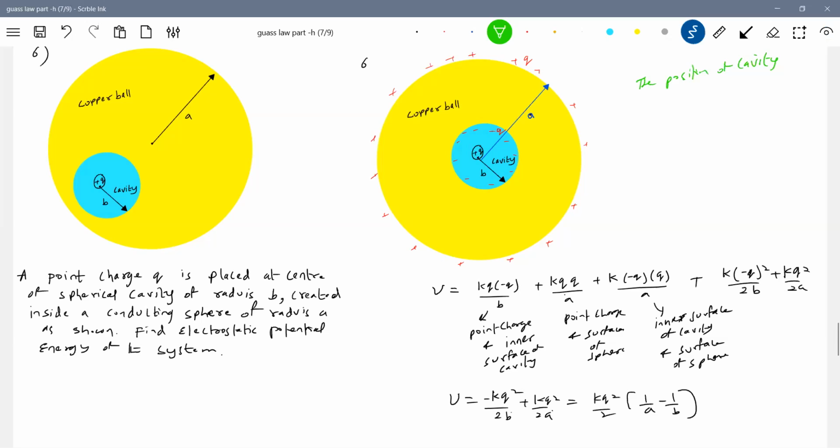The cavity will not influence the distribution of charge. The position of a cavity in a conductor will not influence the distribution of charge on the outer surface of the copper ball. I'll write it, copper ball.